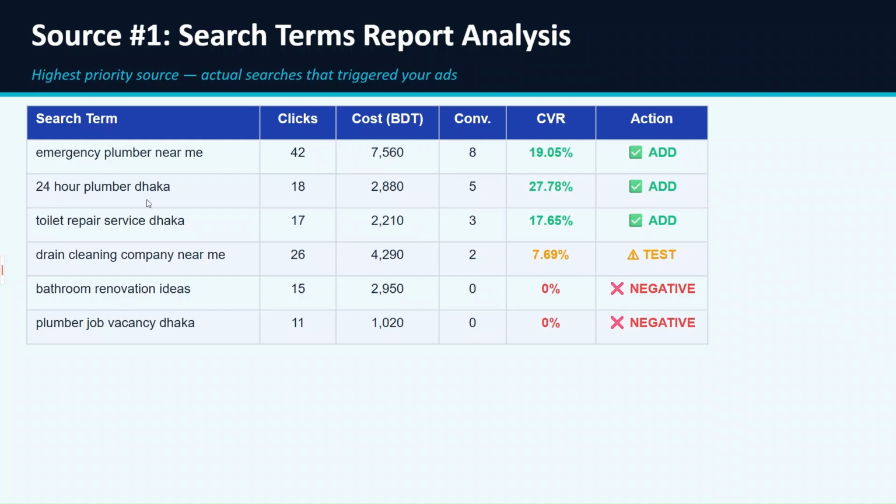Okay, and here one is missing. Then 24-hour plumber Dhaka: 18 clicks, 5 conversions. So this also goes. That is even better. We add this as an exact match keyword.